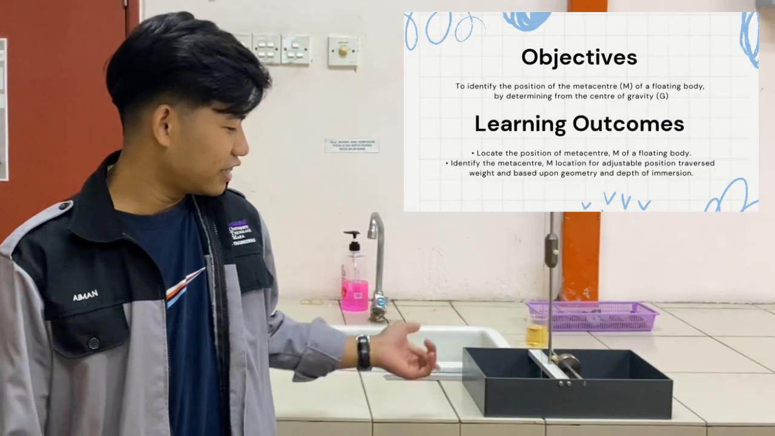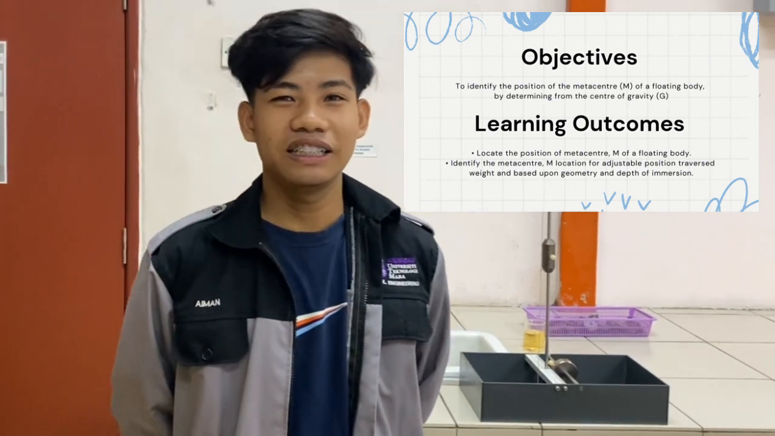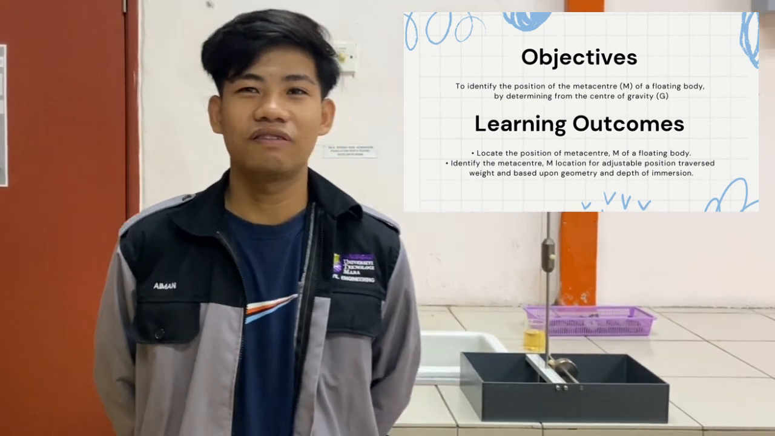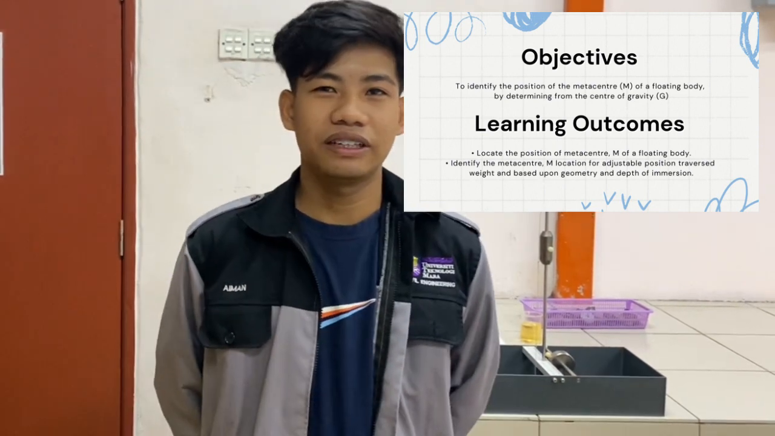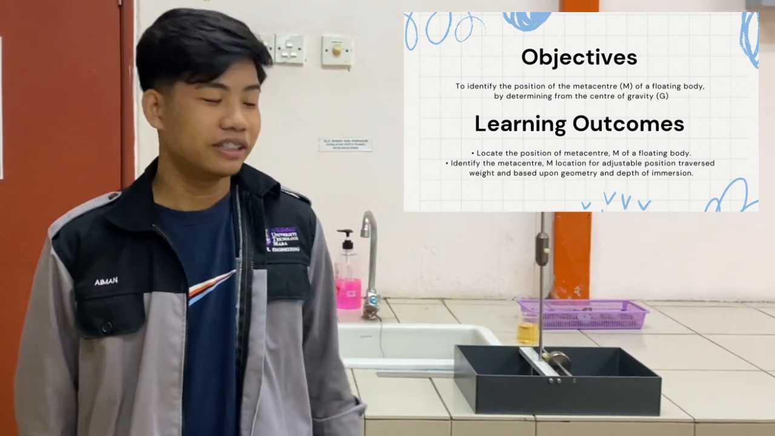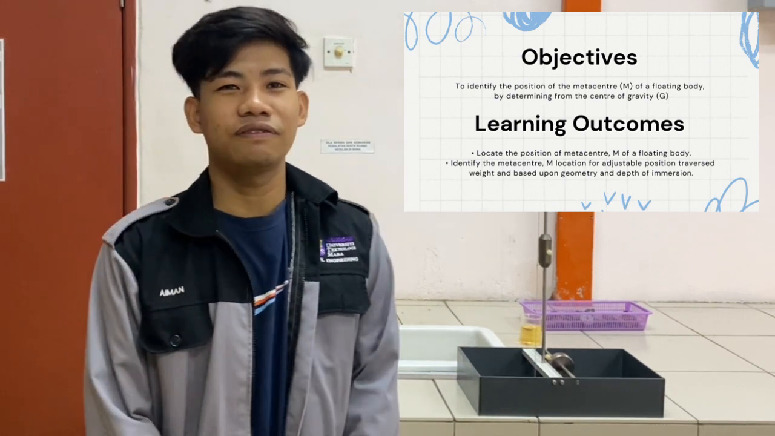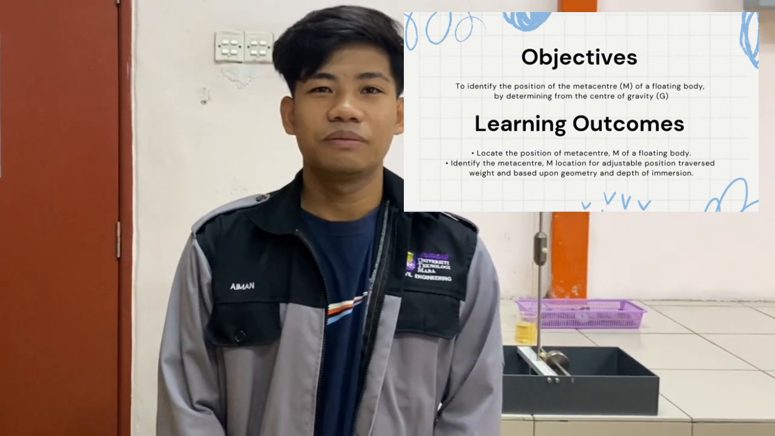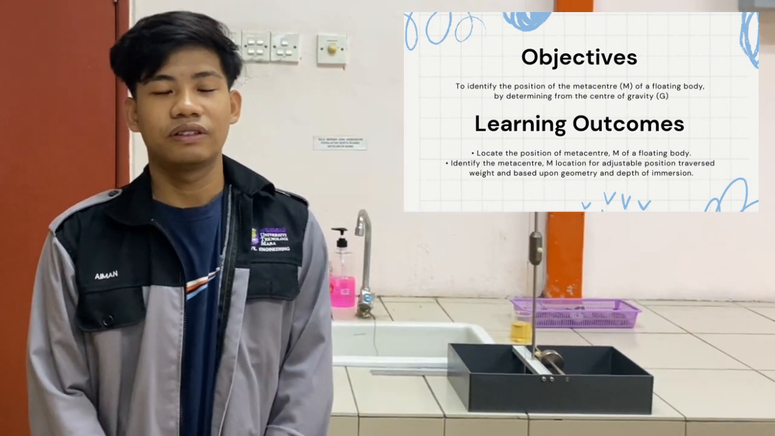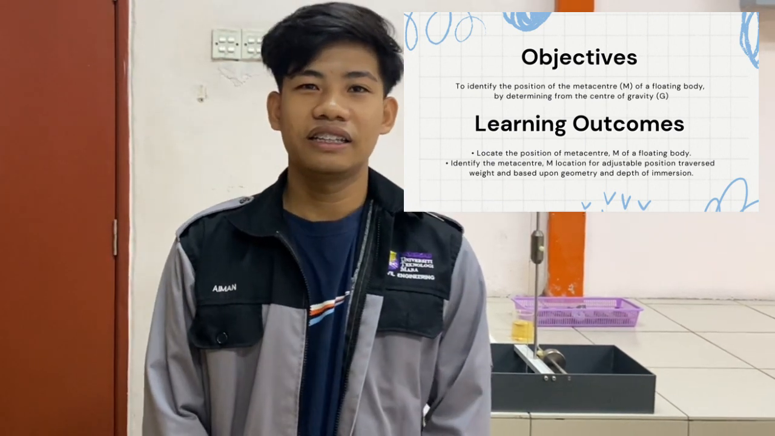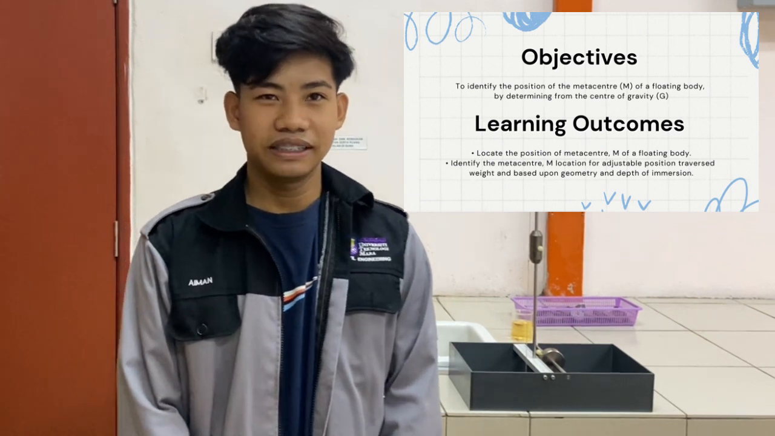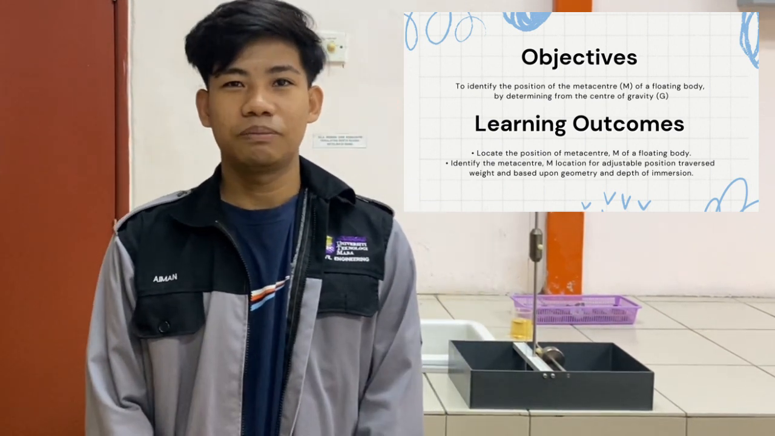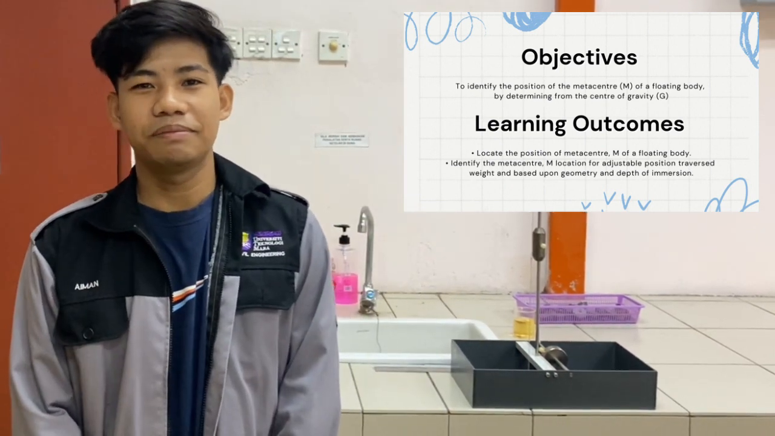Today our group will conduct the metacentric height experiment. The objective of the experiment is to identify the position of the metacentre of a floating body by determining its distance from the center of gravity. The main outcome of this experiment has two parts. First, locate the position of the metacentre of a floating body, and then identify the metacentre location for an adjustable position, traverse weight, and based upon geometry and depth of immersion.